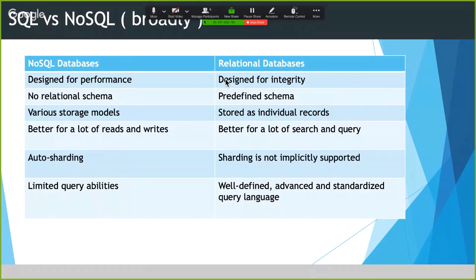And one thing is sharding. In NoSQL, you have auto sharding, and relational databases do not support sharding by default. So there are a few things, but again, I will say these are not competing with each other. They are just different business use cases. You have to understand the business use case before you apply them.